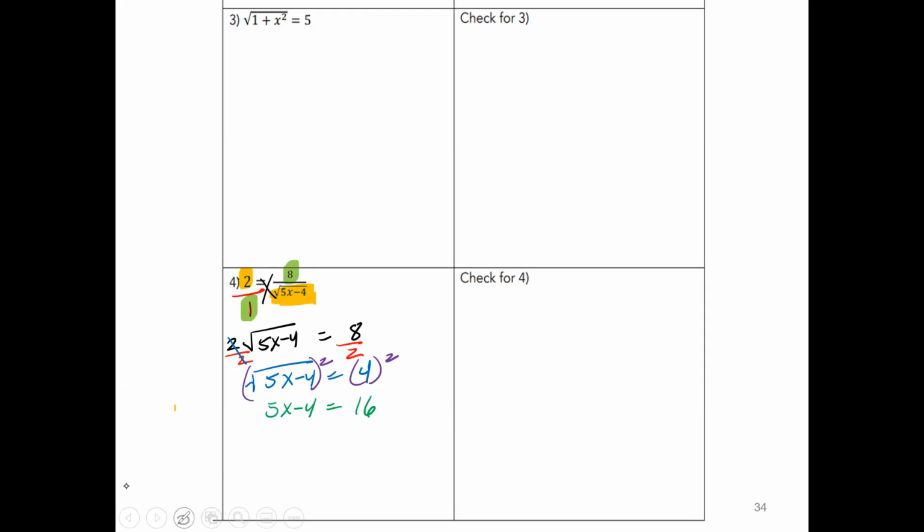Then it's just a 2-step equation. Add the 4 on both sides, you get 20, divided by 5, x equals 4. And that is your answer.